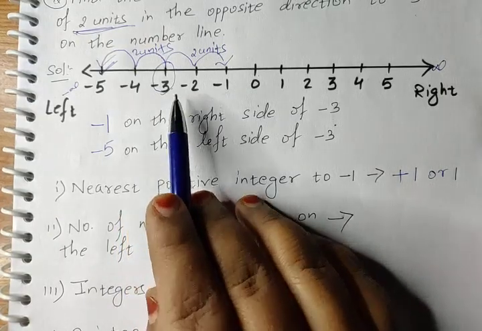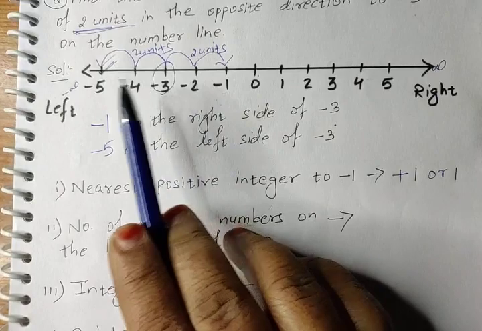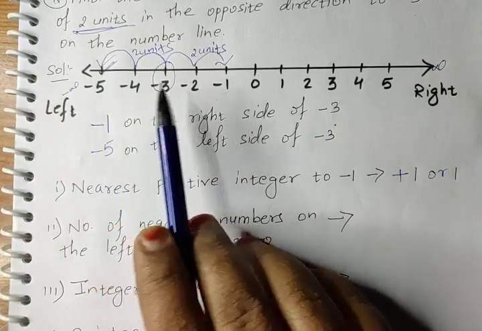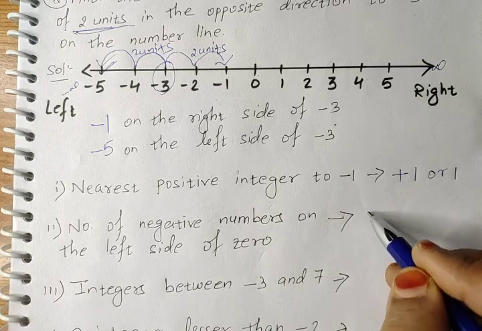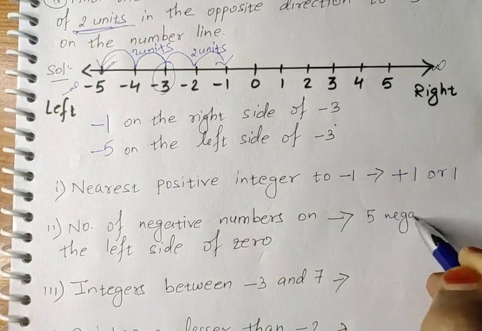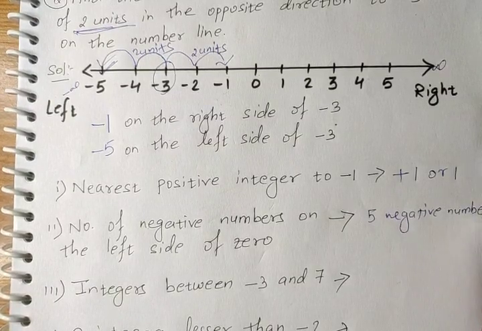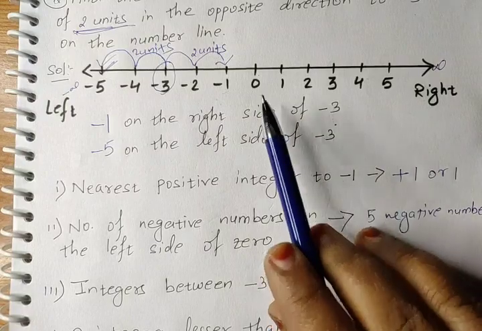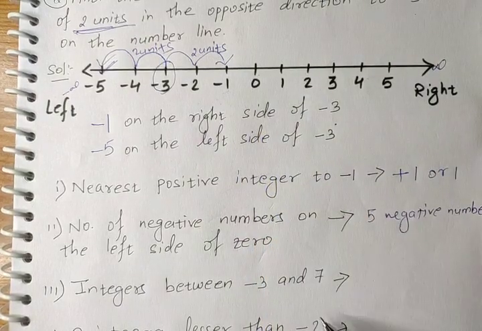So here on this number line you can see 1, 2, 3, 4 and 5. 5 negative numbers are there. How many negative numbers are there? 5 negative numbers are there. Where? In left of 0 on this number line. Next question.